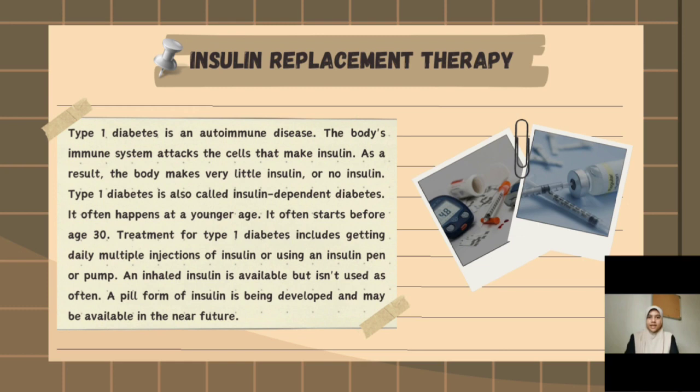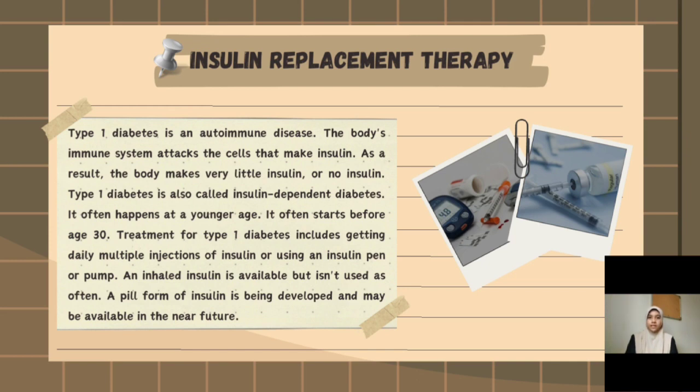Type 1 diabetes is an autoimmune disease. The body's immune system attacks the cells that make insulin. As a result, the body makes very little insulin or no insulin. Type 1 diabetes is also called insulin-dependent diabetes. It often happens at a younger age. It often starts before age 30.